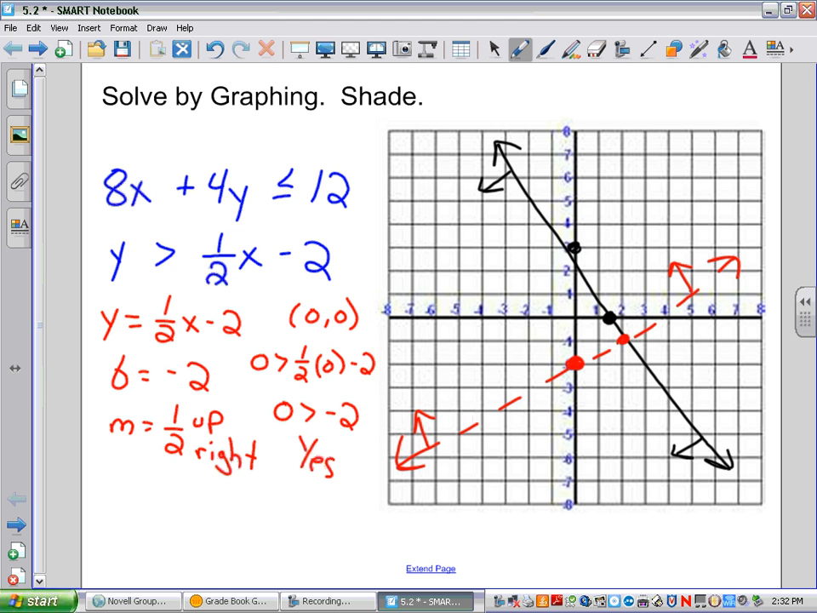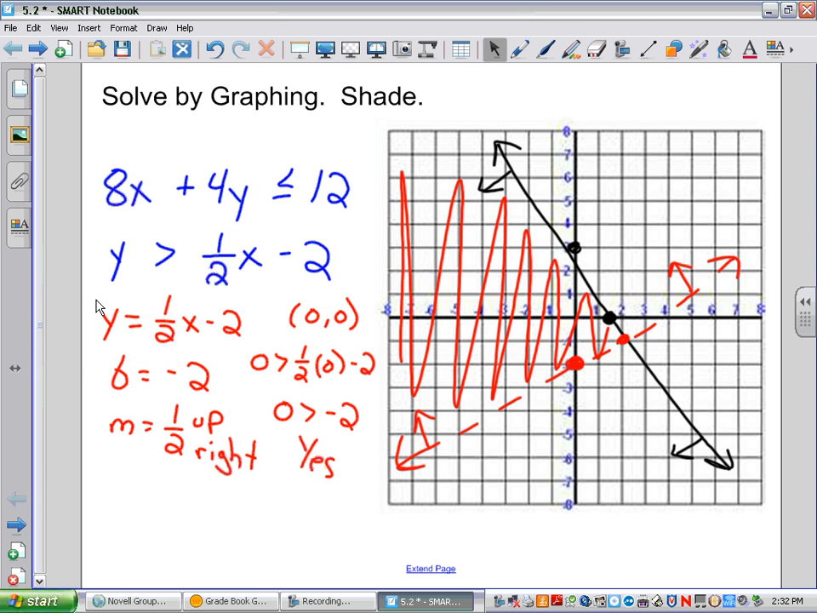Now look at your black line and look at your red line, and where do those two shaded places meet? And I will shade this area right in here. That's where the arrows are going to overlap. That's where your shading is going to overlap. We've done this before, but just with one line. Now we do it with 2 lines.